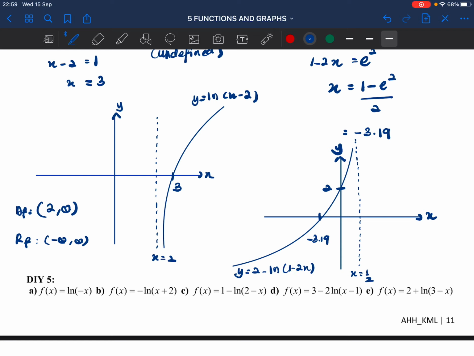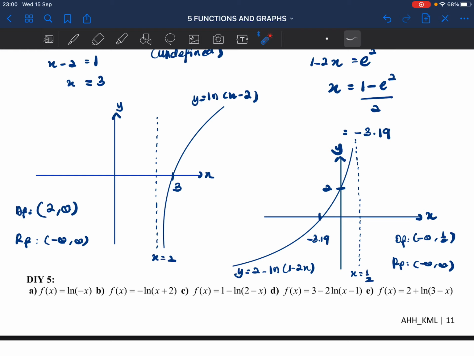And then let's find our domain and range. Saya rasa tak payahlah saya nak ajar satu-satu lagi. Cari domain dengan range ni dah banyak kali sangat. Okay, here is negative infinity to infinity. Okay, alright, let's quickly do question C. Okay, f(x) equals to 1 minus ln(2 minus x). Macam manakah? Tak nak sama pula soalan ni. Tukar-tukar sikit.